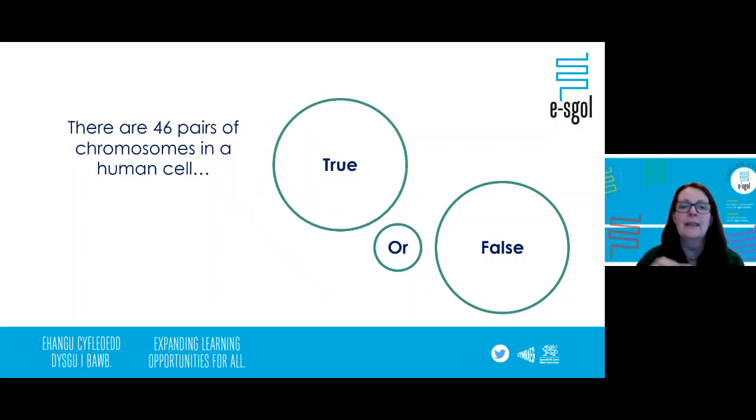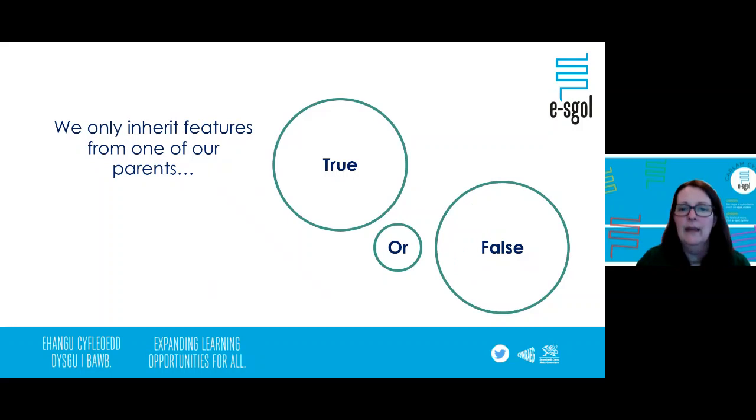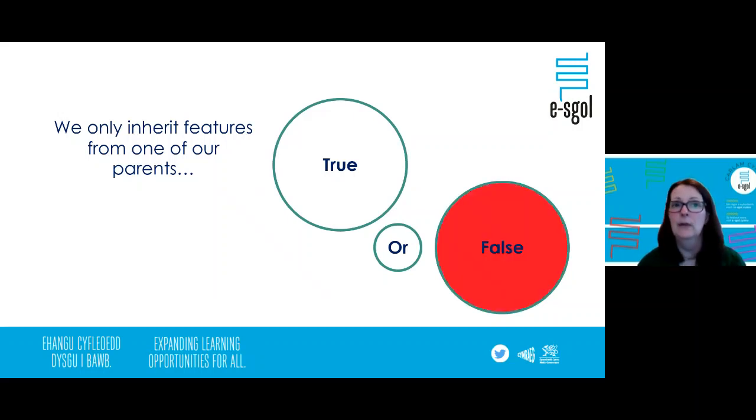There are 46 pairs of chromosomes in a human cell. So again, if you think that's true, put T, or F for false. It's false. There's not 46 pairs, there are 23 pairs. Next one, we only inherit features from one of our parents. So do you think that's true or false? False, because we inherit features from both of our parents.